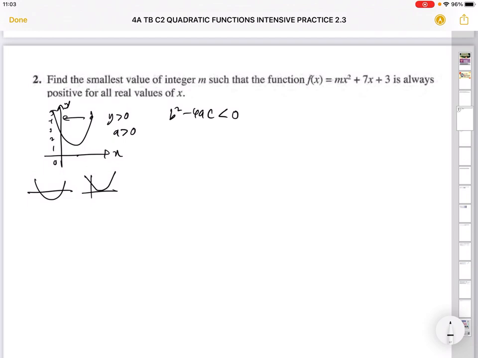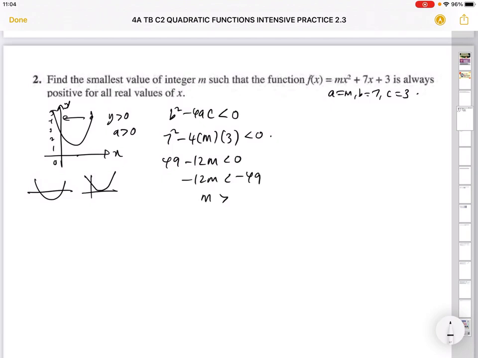So we are going to do b. Okay, by the way, my a is m, my b is 7, my c is 3. So I'm going to use b squared, which is 7 squared, minus 4, a is m, c is 3, and this is less than 0. 7 squared is 49. This is minus 12m less than 0. Minus 12m less than minus 49. Every time you multiply or divide by a negative, please change the symbol.